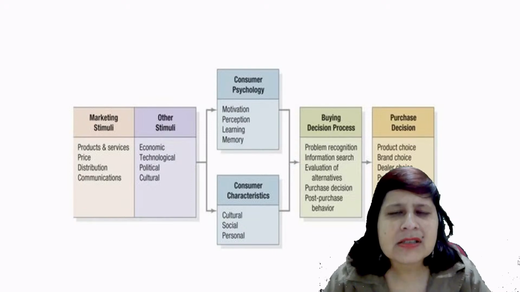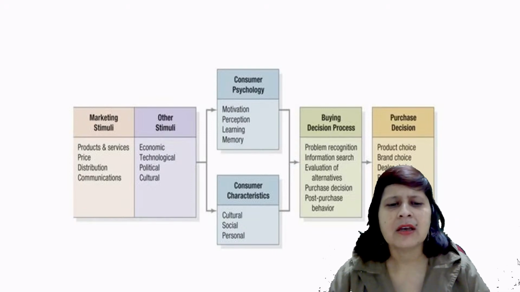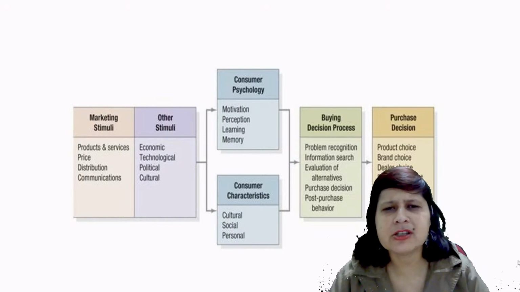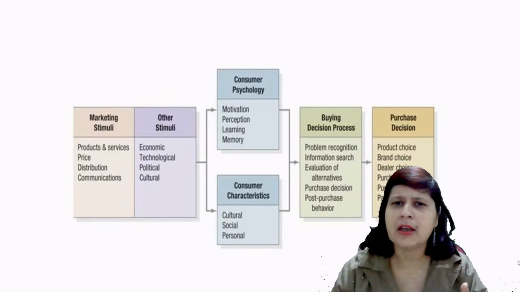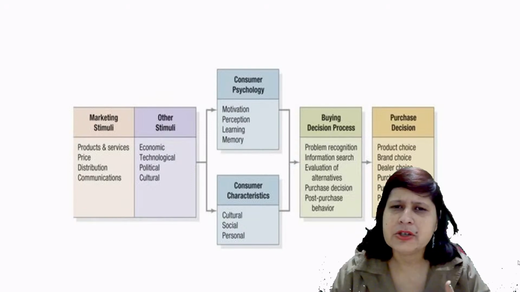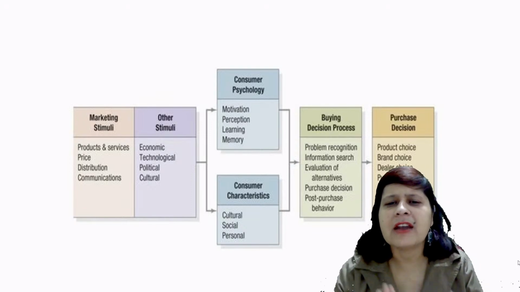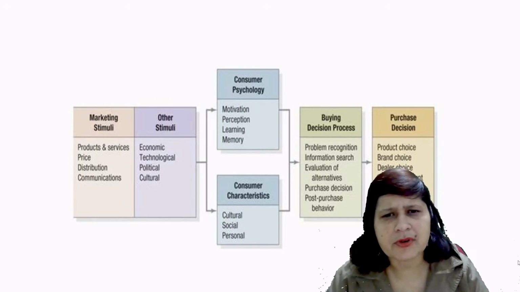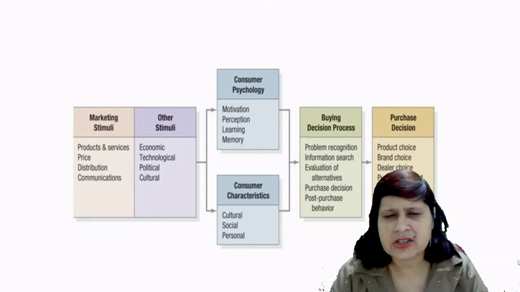And then personal needs, personal wants, personal things play an important role, which helps in the buying decision process of the consumer. Culture, society, personal issues, motivation, perception, experience, learning, memory, all these things play an important role in the buying decision process. All this leads to the buying decision process.